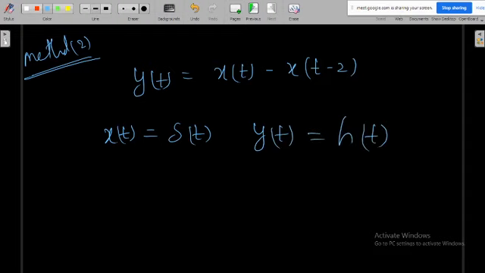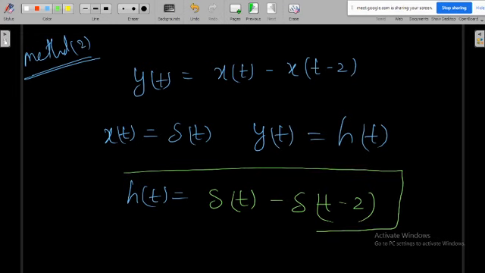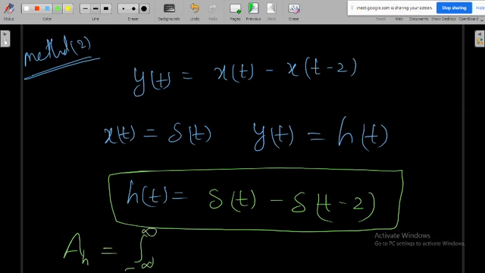h of t. That y of t is what? h of t. When you apply the input as impulse, the output is the same as the impulse response. So the impulse response here is h of t, and h of t in this case is del t minus del t minus 2. Again, if you calculate the area under this h, integration from minus infinity to plus infinity of h of t, that is also 0.